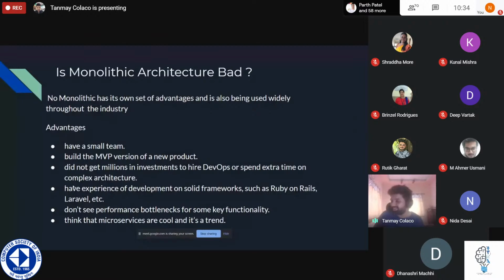If you have experience deploying a monolith with a framework like Laravel or Ruby on Rails, where you know that this monolith application is going to work fine, there are not that many services involved, it is fine. If you don't see a performance bottleneck, again, it comes down to what you have to analyze. When monolith is good, then microservice is good.